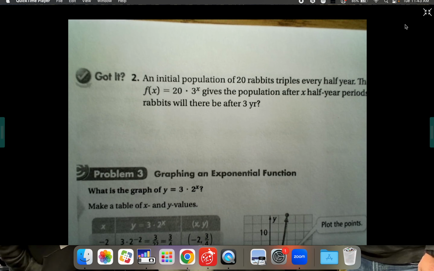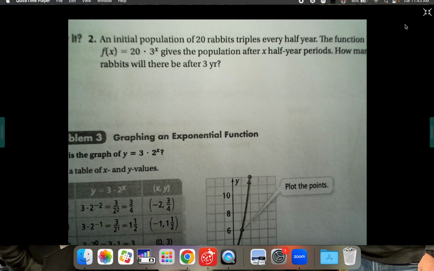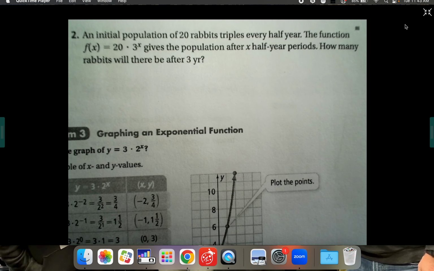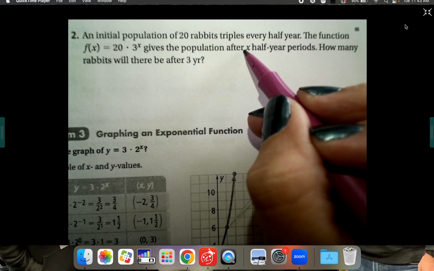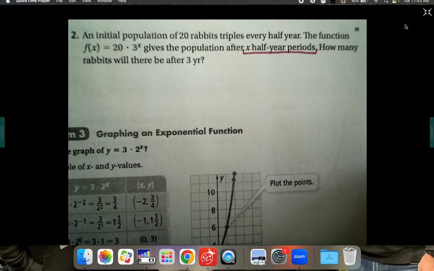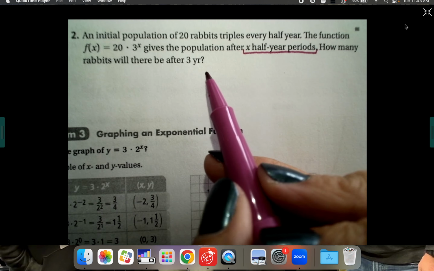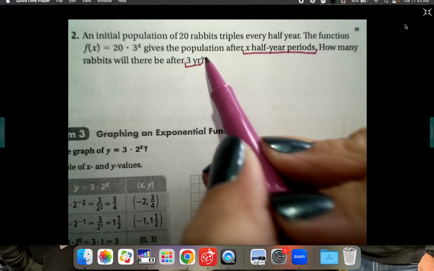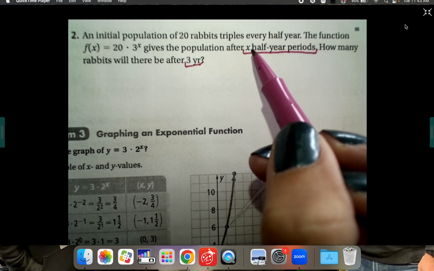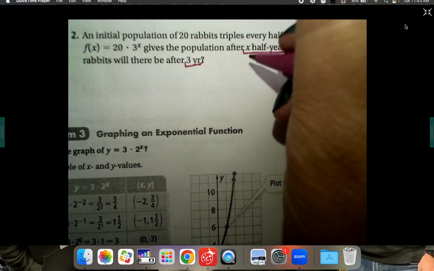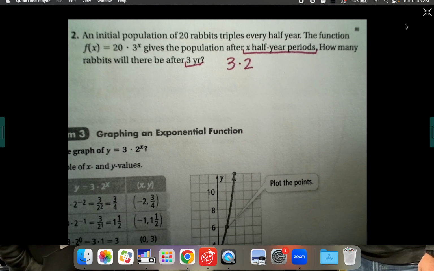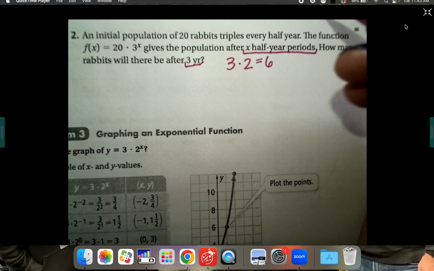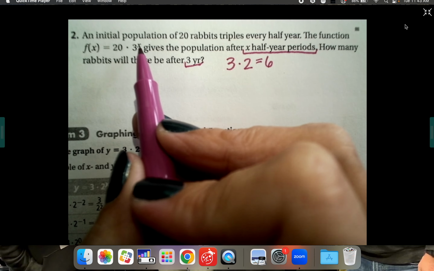Okay, the next page has a got it for you, so go ahead and push pause and try to figure out the population of rabbits. Okay, I hope you paid attention and read what it said, because it wanted x representing half year periods. So it says, how many will there be after 3 full years? If they want x to be in half years, and we're talking 3 years, we need to take 3 years and multiply by 2 because there are 2 half years in every year. So that would be 6. So we want to use 6 for our x.